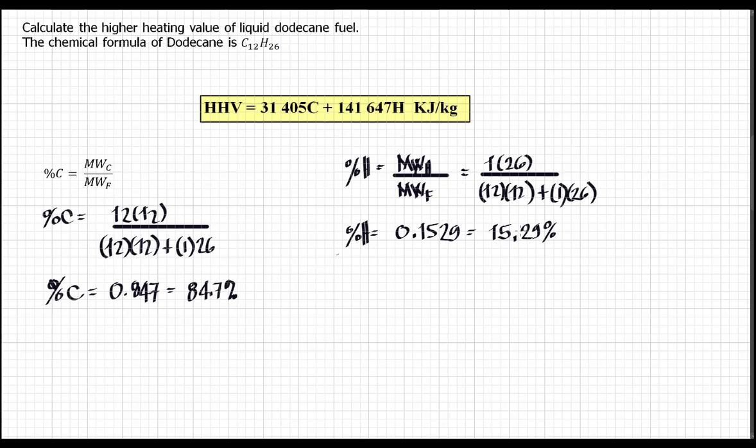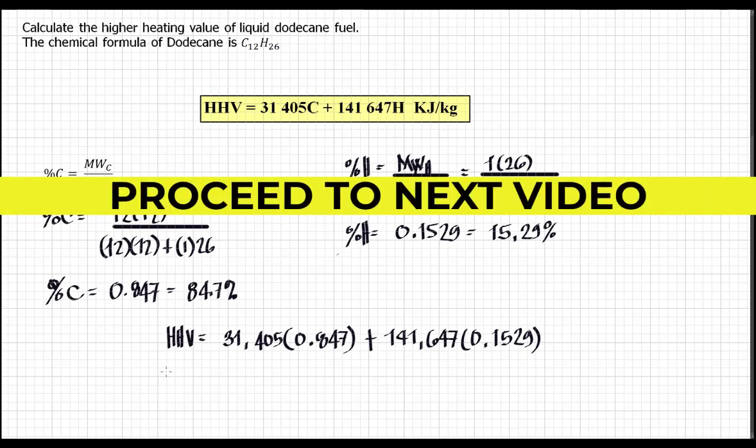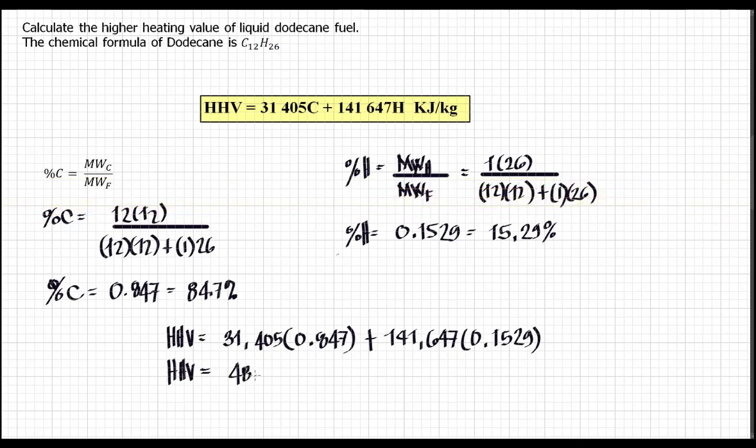Now substituting these values into our equation, the higher heating value will be 31,405 times the percent of your carbon in decimals, 0.847, plus 141,647 times your hydrogen, which is 0.1529. Okay, so using our calculator, the higher heating value of your liquid fuel is now equal to 48,257.86 kilojoule per kilogram.